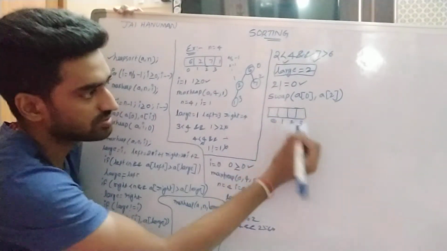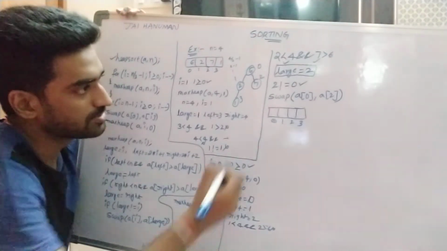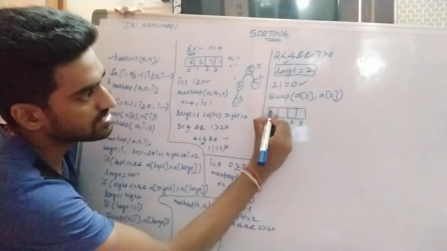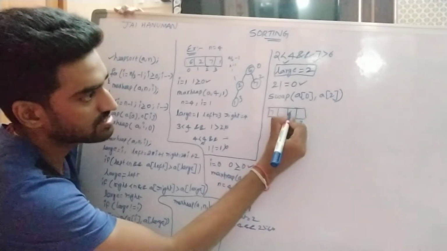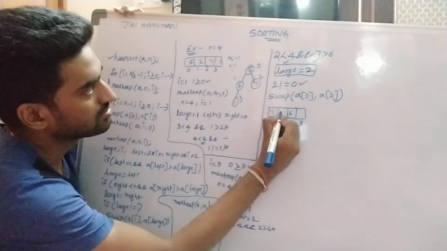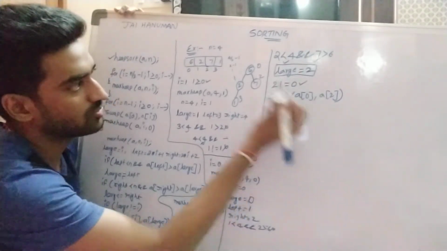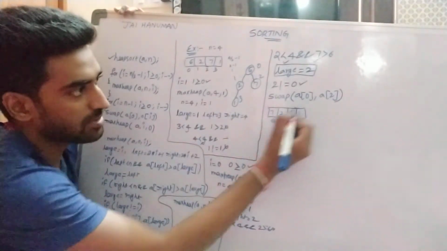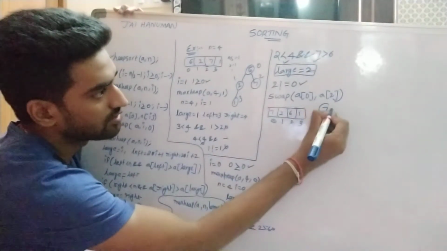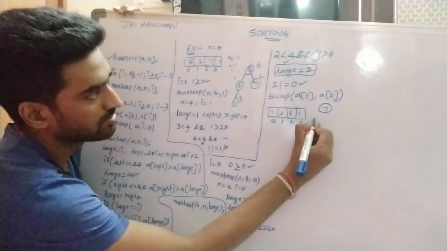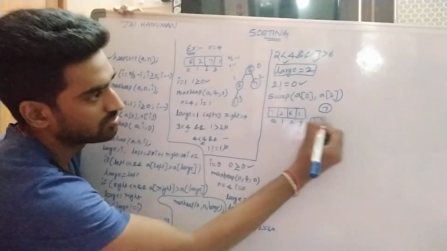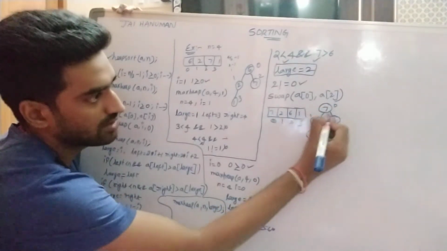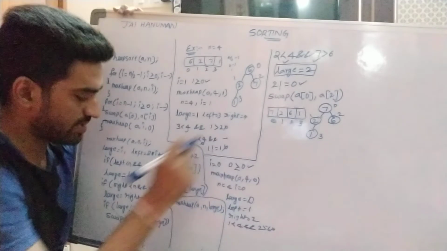0, 1, 2, 3. So we are swapping positions 0 and 2. So here this is 7, this is 6, and the remaining elements are 2, 1. So this is the array after swapping. Now the tree becomes like this: 7, 2, 6, 1, with indexes 0, 1, 2, 3. We are swapping these elements.